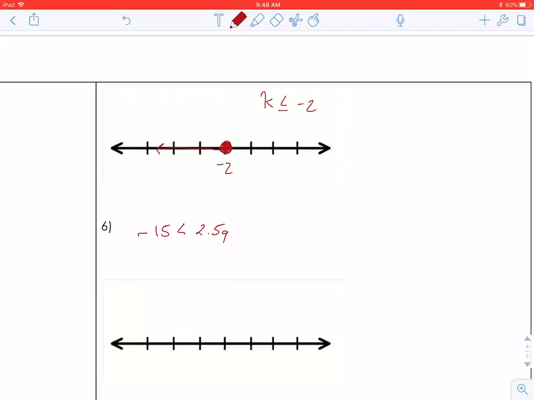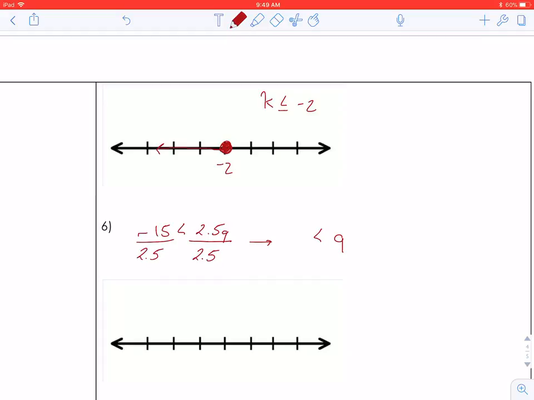Okay, so the only thing that makes this a little more complicated is that we're dividing decimals, because this is negative 15 is less than 2 and 5/10 q. Because that's a multiplication operation, we're going to do the inverse operation, which means we're going to divide by 2 and 5/10. And dividing by 2 and 5/10 on the right side means that we also need to divide by 2 and 5/10 on the left side. Doing so leaves me on the right side with q, because 2.5 divided by 2.5 is just 1q. The symbol stays the same.